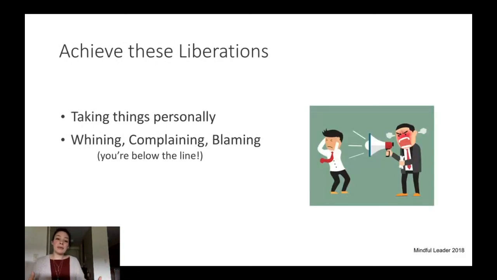Something else you'd want to consider when resolving conflict is not taking whatever the person says personally. We know that what people say is a greater reflection of themselves than the person or the things they're talking about. So try not to take things personally. And if you're whining, complaining, or blaming, then you are below the line and you're coming from that place of fear, of scarcity, of control. So you can try and catch yourself doing these things, and if you can, reframe the situation or your perspective on the situation to be above the line.